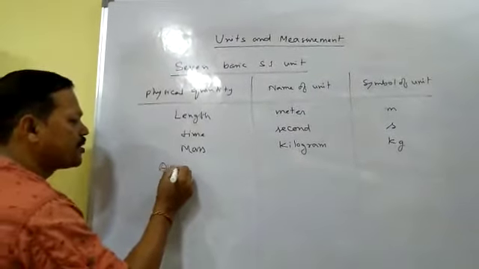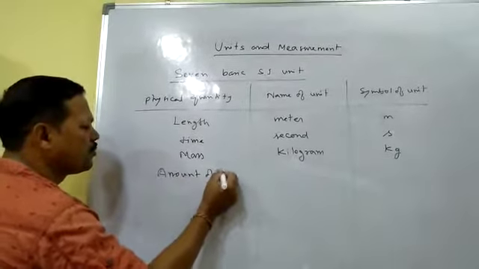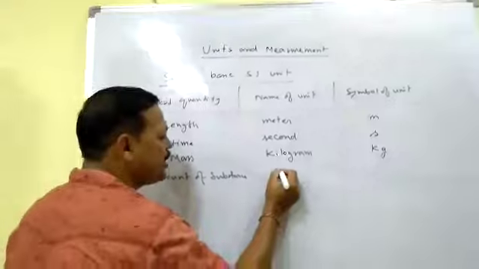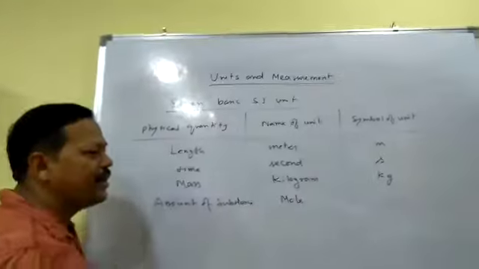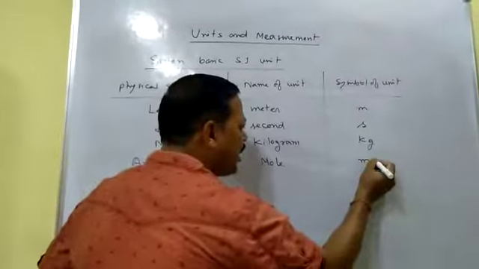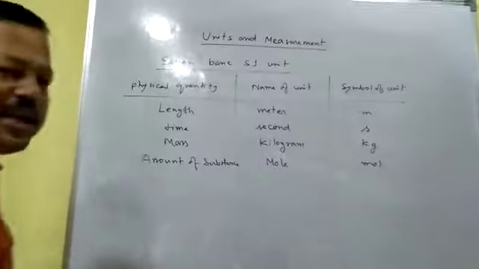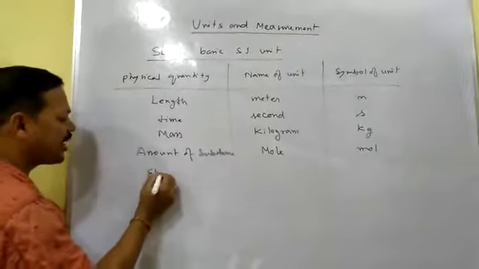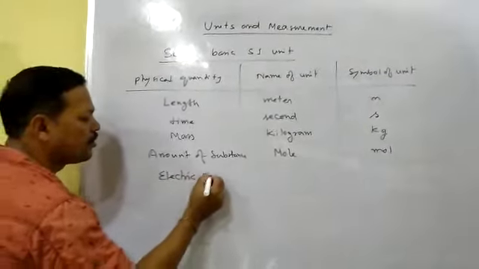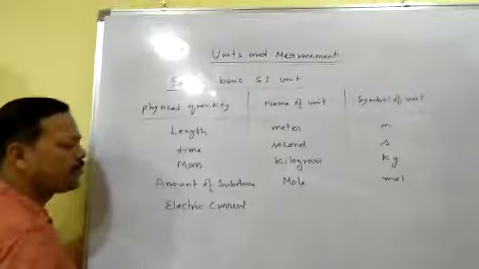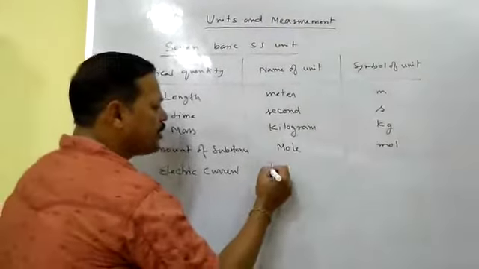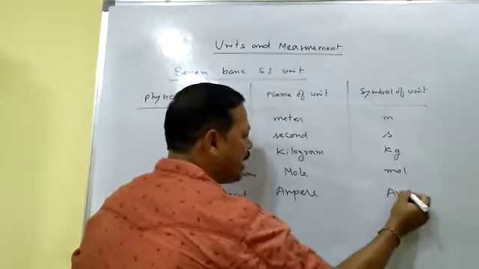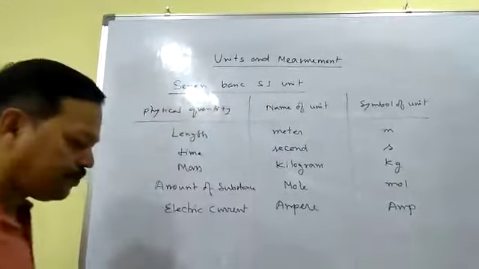Then amount of substance. The unit is mole, M-O-L-E, and the symbol is represented by mol. Don't write the E in the symbol. Then electric current, this is another quantity. Its unit is ampere. Its symbol is A, ampere.